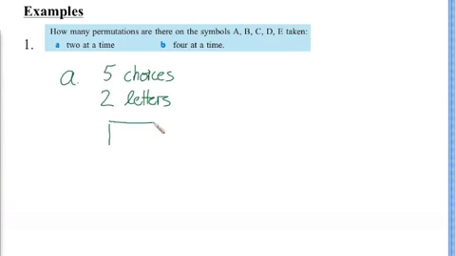Therefore, I'm going to draw 2 boxes. In the first box, I have 5 choices. I can choose letter A, letter B, letter C, letter D, or letter E. In the second box, I'm only going to have 4 choices because I would have chosen one of those other letters. Using the product principle, I'm going to multiply these together, and that gets me 20 permutations.